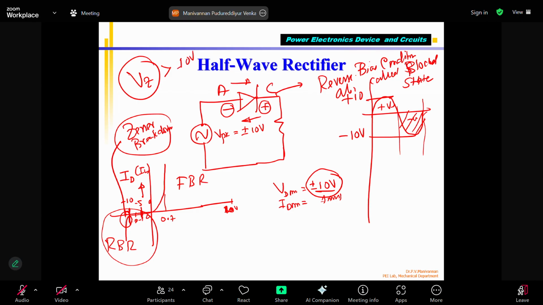If you select a diode whose Zener breakdown is, for example, 8 volts, and you apply 10 volts reverse, then it will become a Zener diode. It will start conducting. That's not allowed. So that is what you have to do. Thank you. You understood?